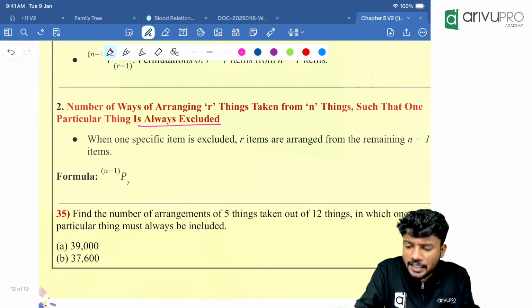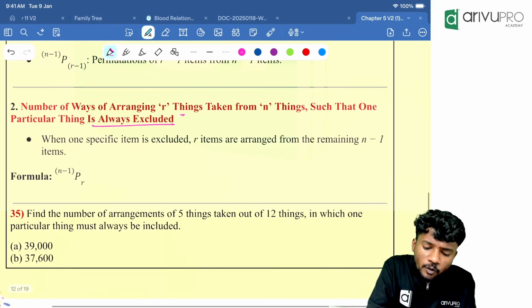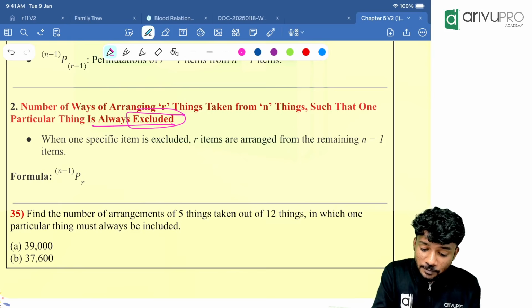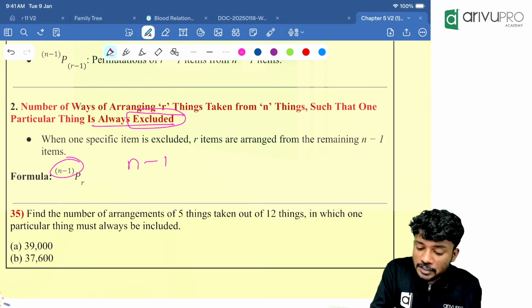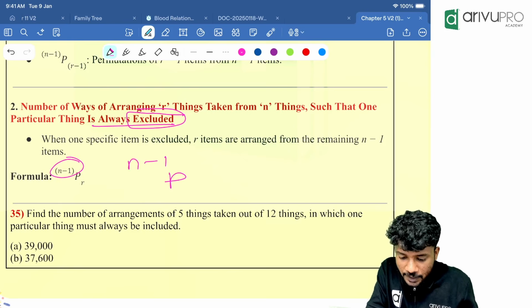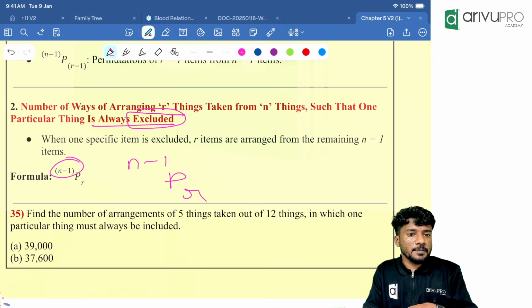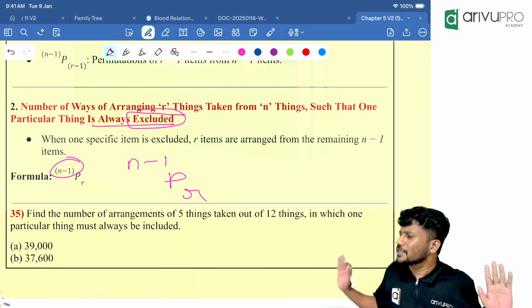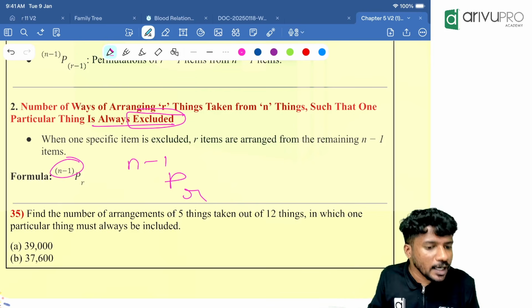Now, if one thing is always excluded, it means from the total n we will reduce 1, so n minus 1 P r. Will the places be reduced in the arrangement? No. Anyway, the places he will be sitting in are the same no matter what. That's why it is n minus 1 P r.